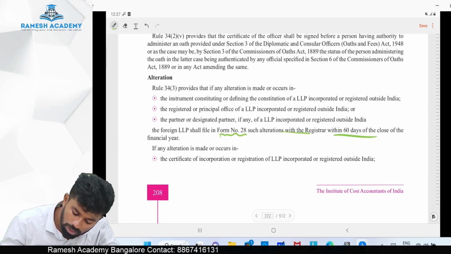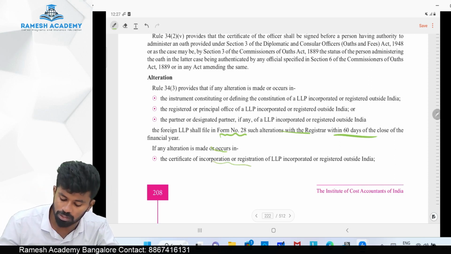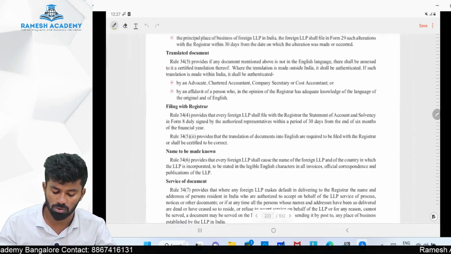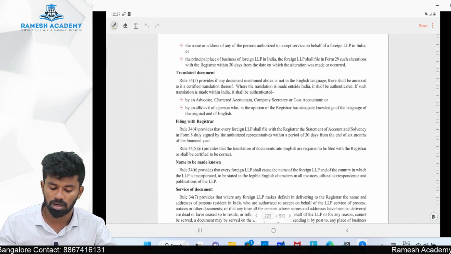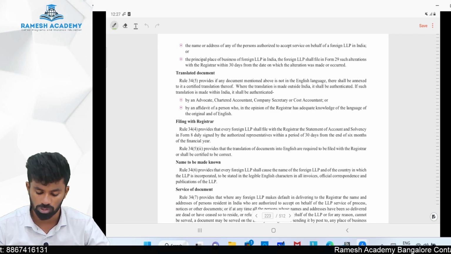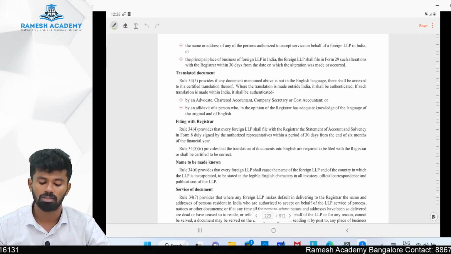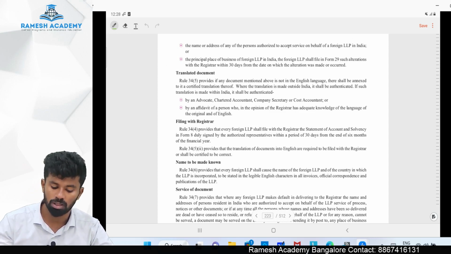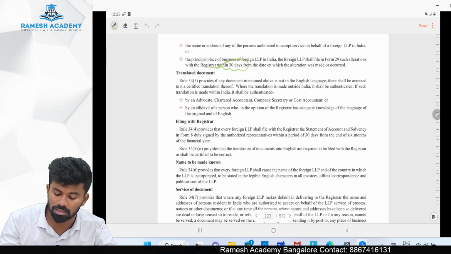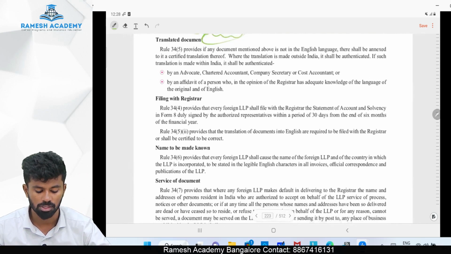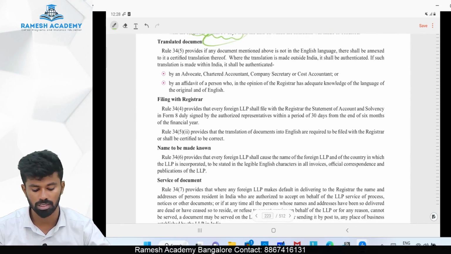If any alteration is made in the certificate of incorporation or registration of LLP incorporated outside India, the name or address of the persons authorized to accept the service of notice on behalf of the LLP in India, or the principal place of business of foreign LLP, the same shall be communicated to the registrar within how many days? 30 days. If any changes happen, that has to be intimated within 30 days.